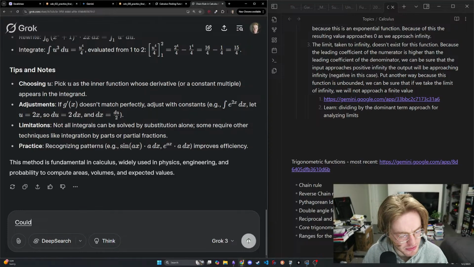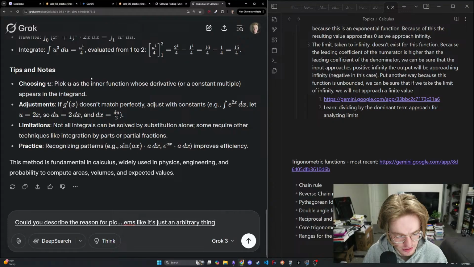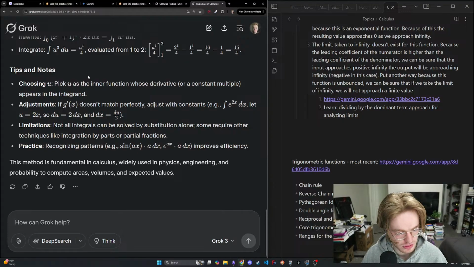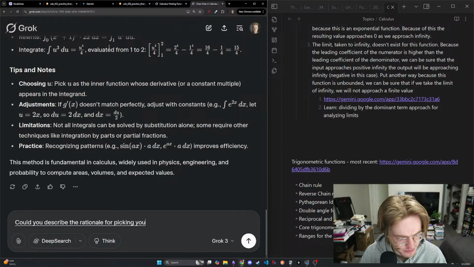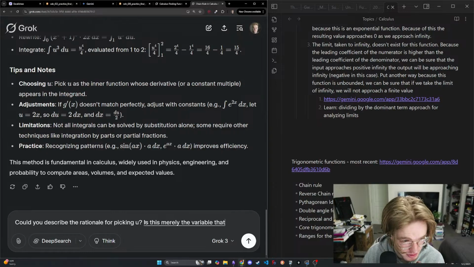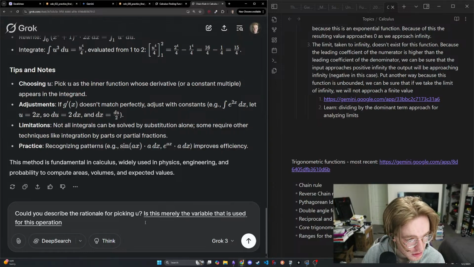Could you describe the reasoning for picking u? It seems like it's just an arbitrary thing. Could you describe the rationale for picking u? Is this merely the variable that is used for this operation?